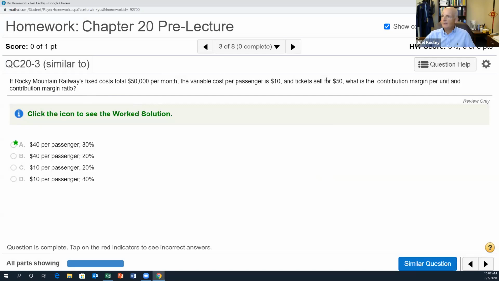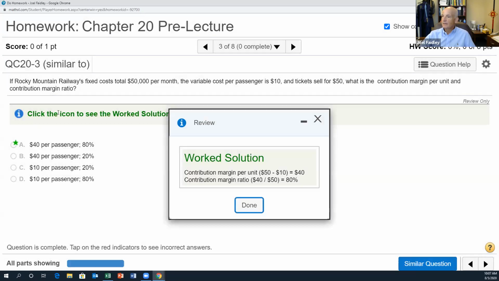All right. Number 3, if the total fixed cost is 50,000 per month, the variable cost per passenger is 10, and ticket sale is 50, what is the contribution margin per unit and contribution margin ratio? So again, going back to that formula I just showed you, $50 is my sales price minus $10 is my variable cost, right? That gives me $40 contribution margin per unit. Again, that goes back to this sheet of paper I just showed you, right?